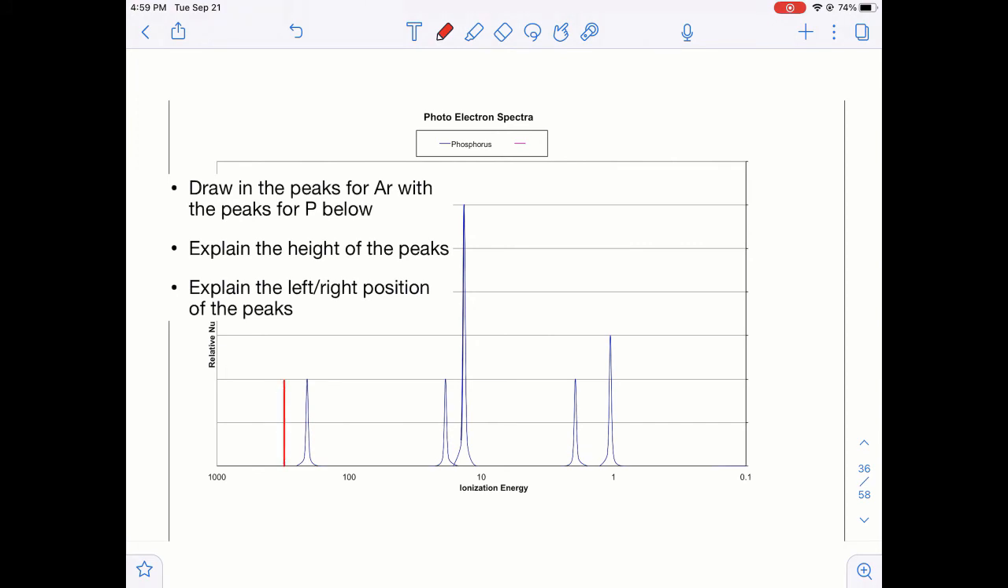So I'm going to draw a relative position here. So that's going to be my neon 1s. This is going to be my neon 2s. This is going to be my neon 2p. This is going to be my neon 3s. And this is going to be my neon 3p.